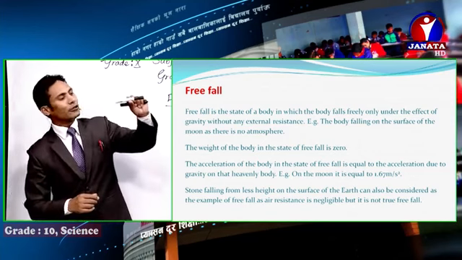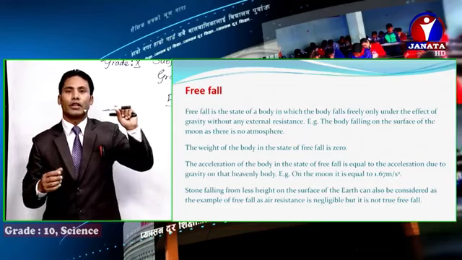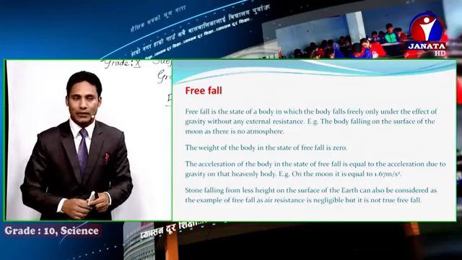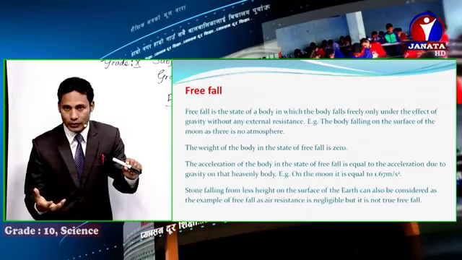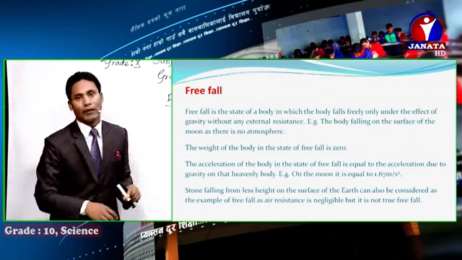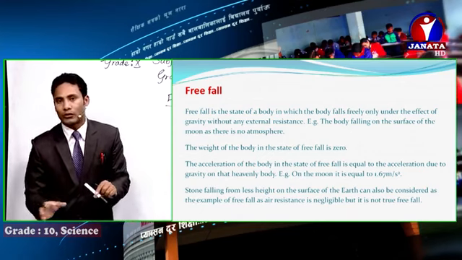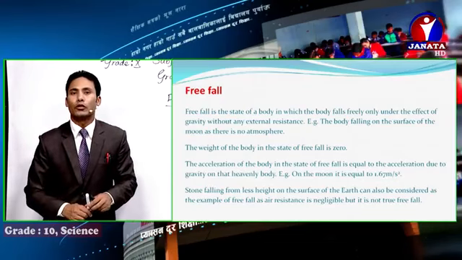But if we let the object fall on the Moon, then due to the lack of air resistance, free fall takes place. That's why the falling of an object on the Moon is true free fall, and the falling of an object on the Earth, though the acceleration is nearly equal to the acceleration due to gravity of the Earth, is not a true free fall.